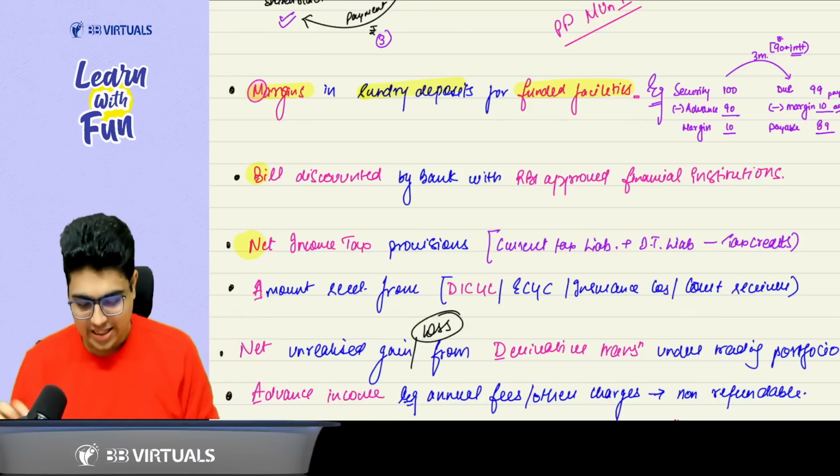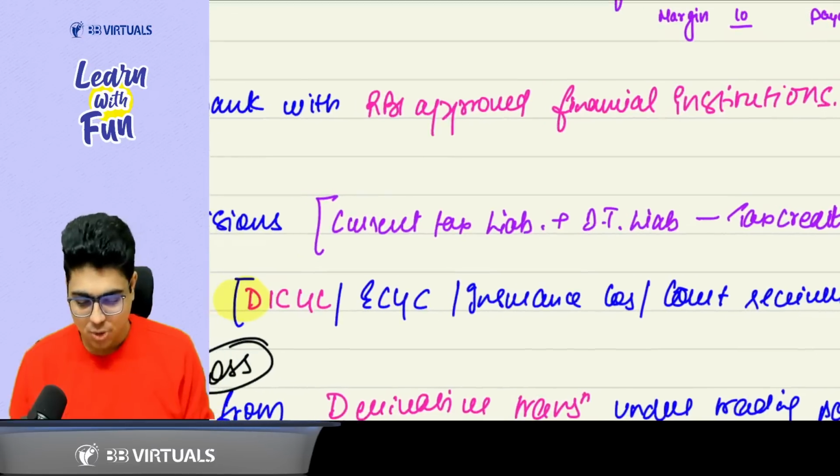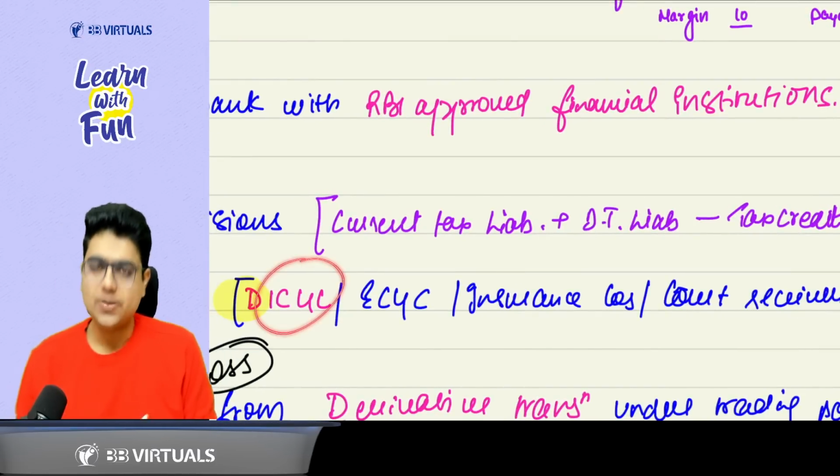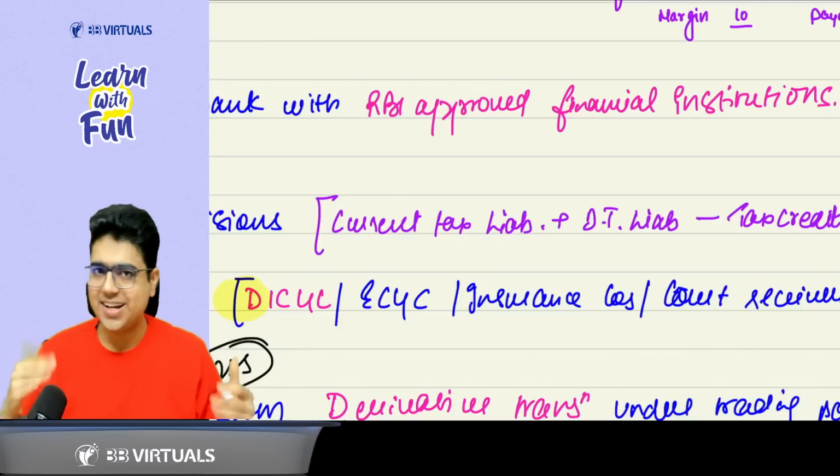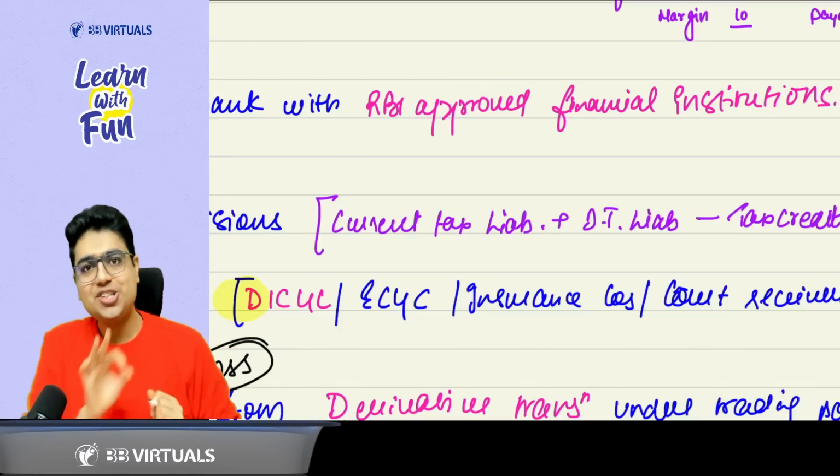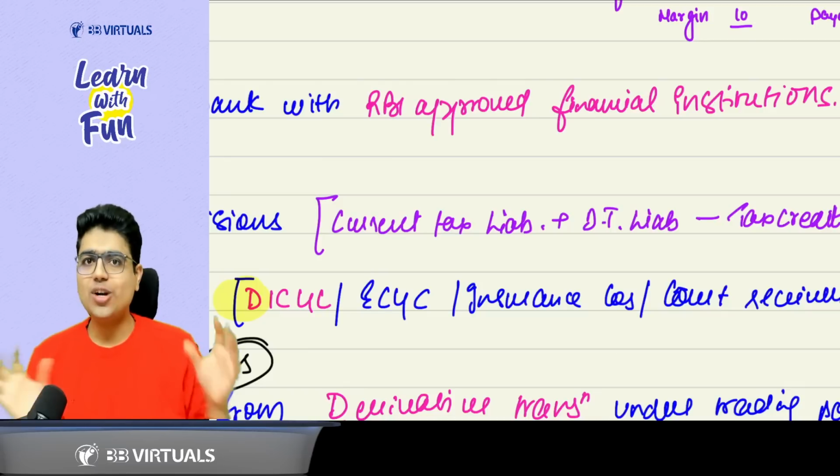It will be excluded. Now, sir, next point comes amount that is received from DICGC. I hope you understand what is a DICGC. Deposit Insurance and Credit Guarantee Corporation. So, sir, what is the concept of this?